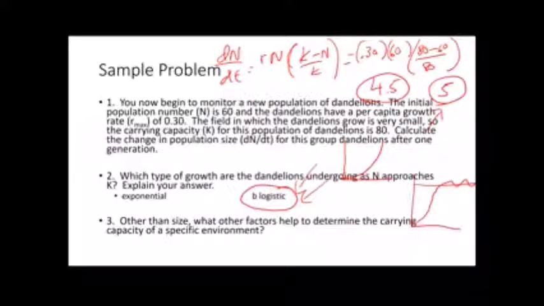Question 3. Other than size, what other factors help to determine the carrying capacity of a specific environment? That could be things like the availability of food, the availability of water, and any kind of other environmental concerns.